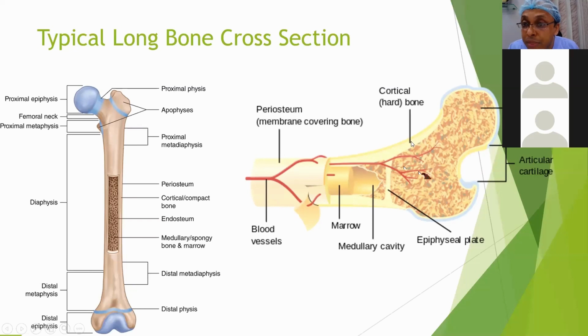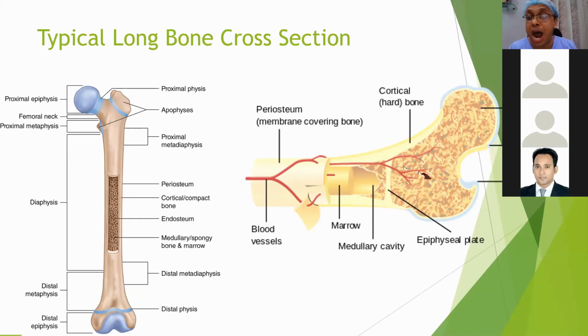Just below the periosteum and above the endosteum, in between, is our cortical bone or hard bone, and then in the middle is your bone marrow, where you have that diaphysis right over here.